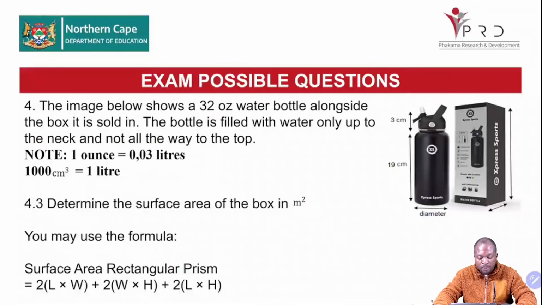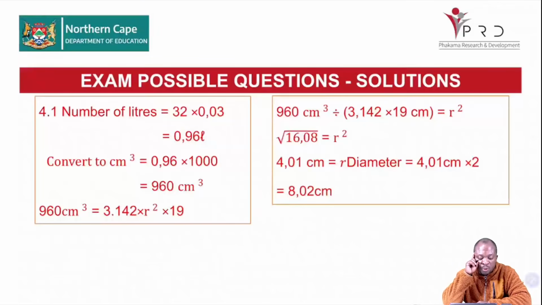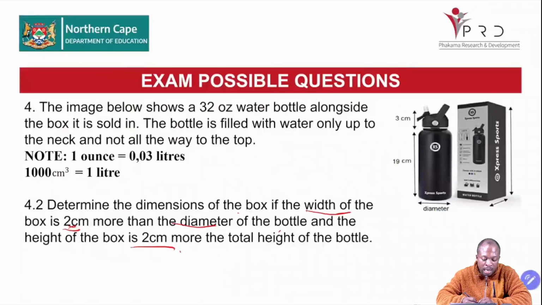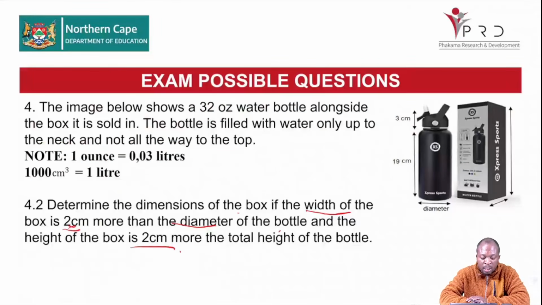Number 4.3. Determine the surface area of the box in meters squared. Do you see any dimensions here? Nothing. But if you go back, there are clues given to us all along. So let's see how we are going to respond to this question. Let's go to the first one. Our first one says, calculate the diameter. So let's get to the diameter then.